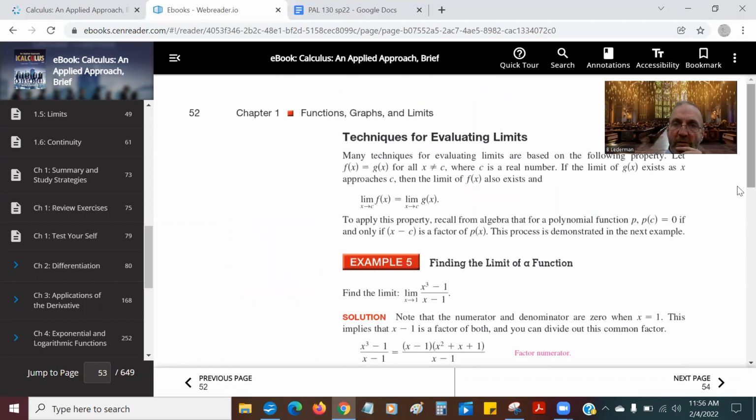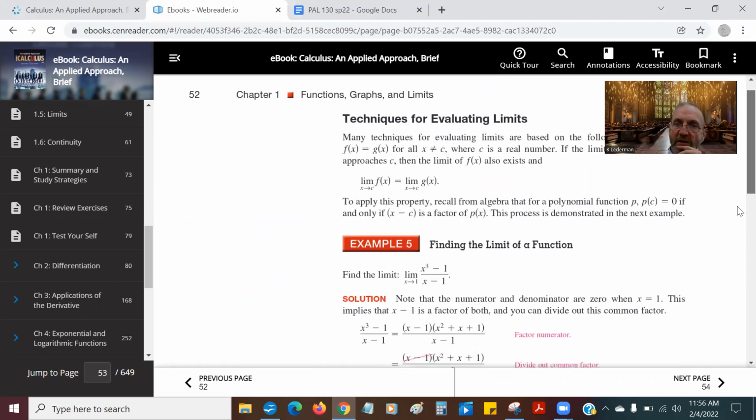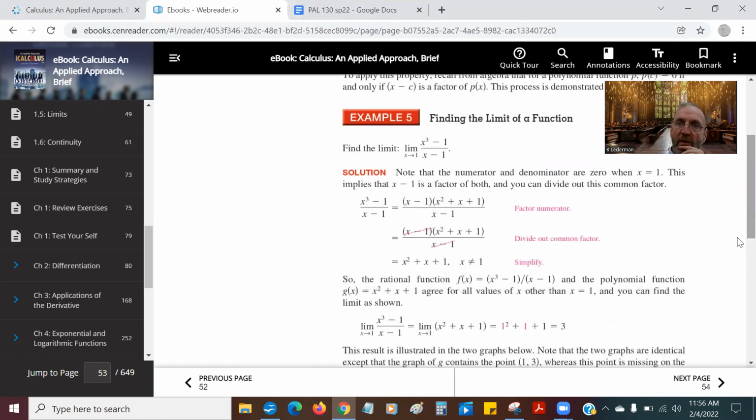Okay, now let's look at some techniques that'll make it easier, because here's the case. If I would just plug in x equals 1, the top becomes 0 and the bottom becomes 0, and that's undefined. The 0 on the bottom is undefined. But sometimes I can do something cool.